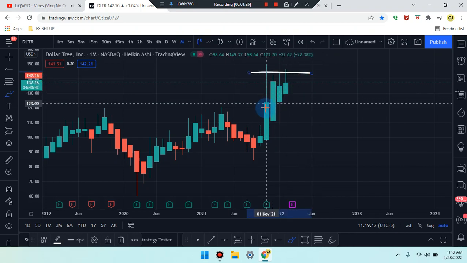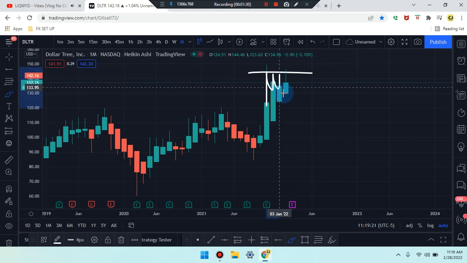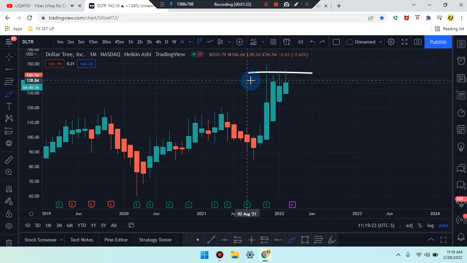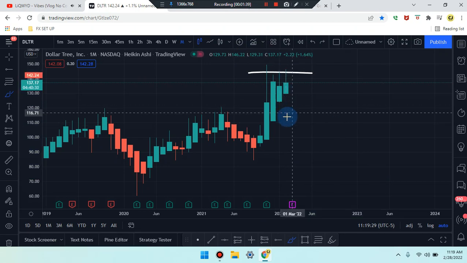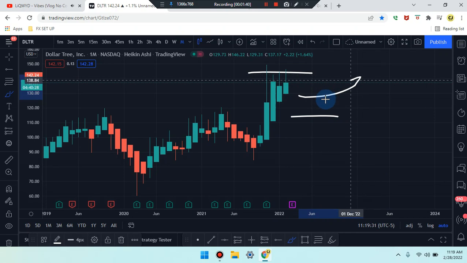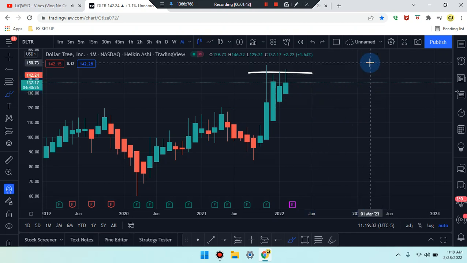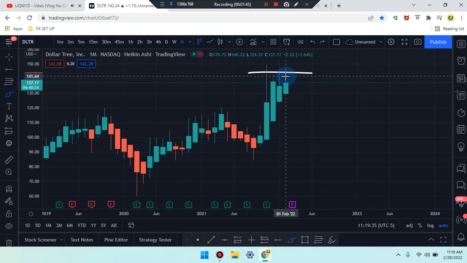How many tags do we have in that area? The market tagged the area once, twice, 3 times, 4 times. That's already 4 pushes to the top. Most of the time it's 5 pushes to the top, then the market comes down, maybe not all the way down, just to a midpoint, creates some momentum, and then works its way back up. You're going to see what's going to happen with this market. We're already at 5 pushes to the top.